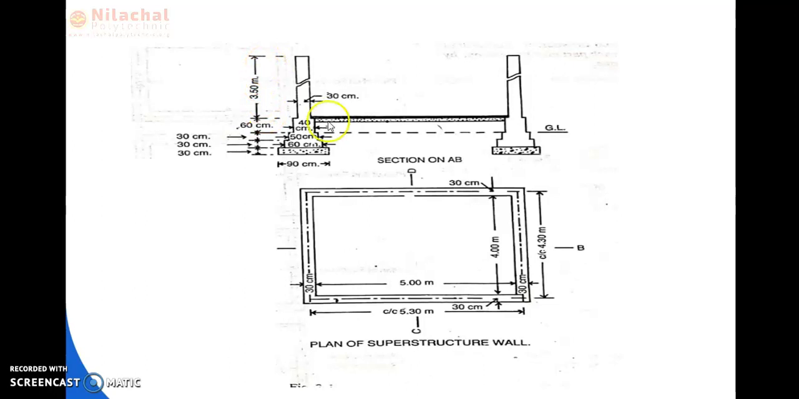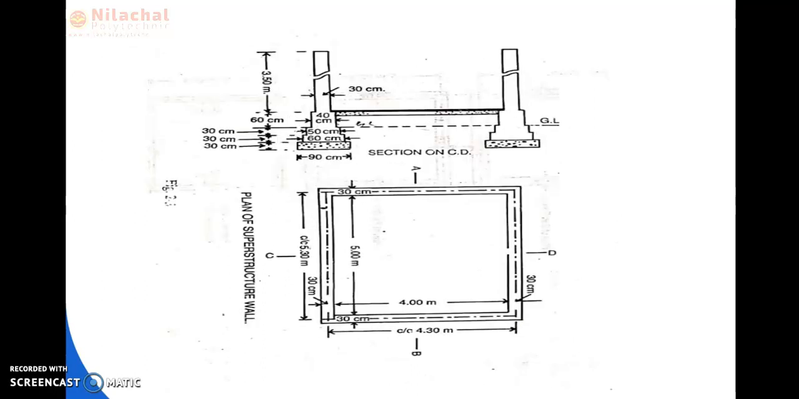Here the ground level is provided. For the total breadth and thickness needed for the short wall calculation, we go through the section on AB. Clear?